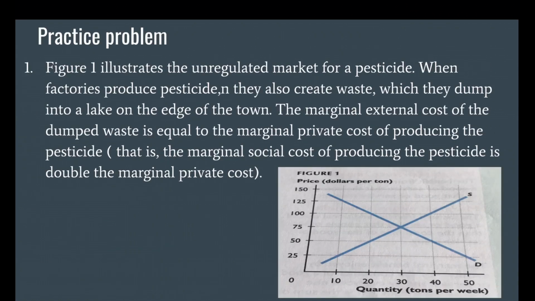Practice problem. The first one: Figure 1 illustrates the unregulated market for a pesticide. When factories produce pesticide, they also create waste, which they dump into a lake on the edge of the town. The marginal external cost of the dumped waste is equal to the marginal private cost of producing the pesticide. That is, the marginal social cost of producing the pesticide is double the marginal private cost.